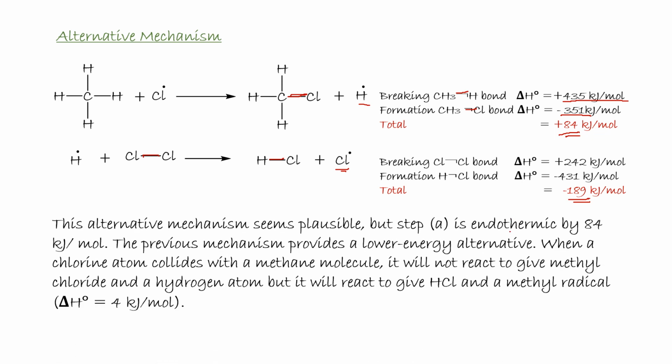This alternative mechanism seems plausible, but step A is endothermic by 84 kilojoule. The previous mechanism provides a lower energy alternative. When a chlorine atom collides with a methane molecule, it will not react to give methyl chloride and hydrogen atom, but will react to give HCl and methyl radical, which needs only 4 kilojoule per mole.